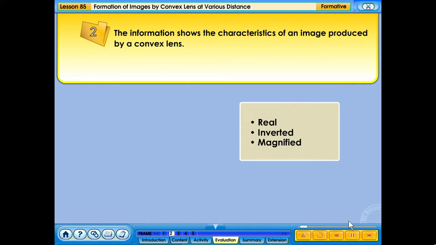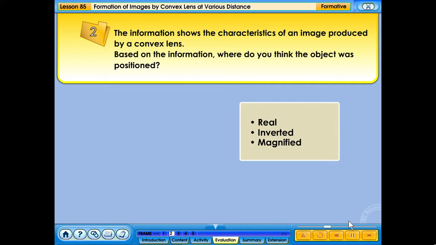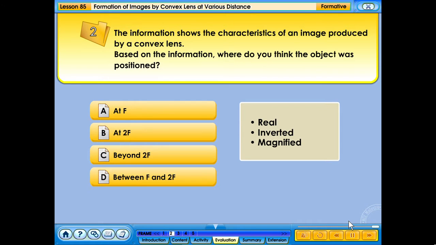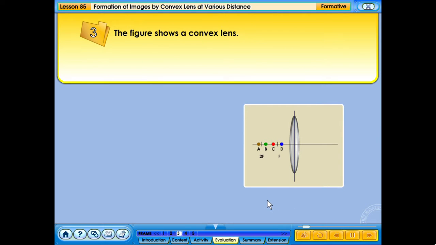The information shows the characteristics of an image produced by a convex lens. Based on the information, where do you think the object was positioned? A. At F. B. At 2F. C. Beyond 2F. D. Between F and 2F. Your answer is correct. The figure shows a convex lens.